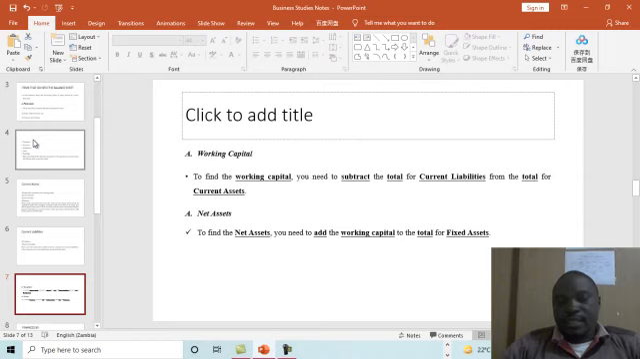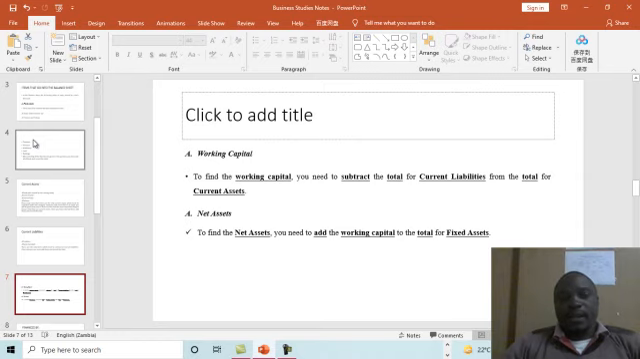After you have entered the current liabilities and you have found the total, the next thing that you need to do is to find the working capital. Now, in order for you to find the working capital, you simply have to subtract the total for the current liabilities from the total for the current assets. So, total for current liabilities, remove it from the total for current assets. Then you have found the working capital.